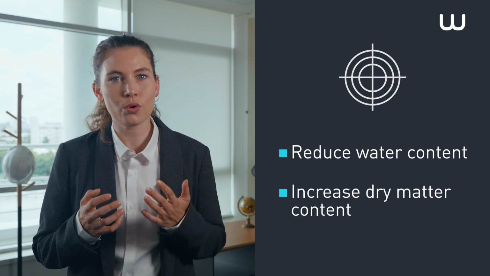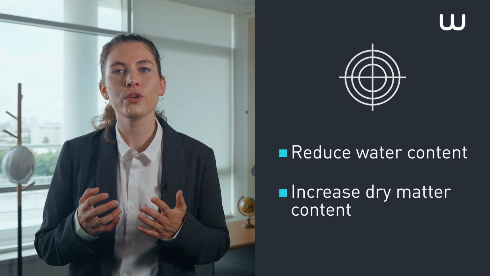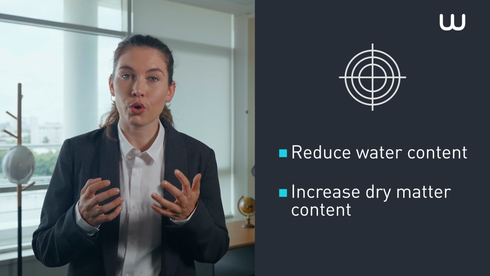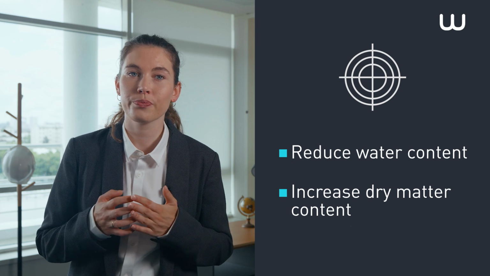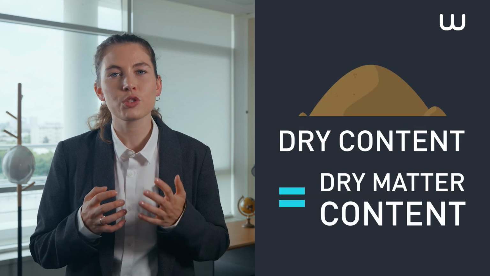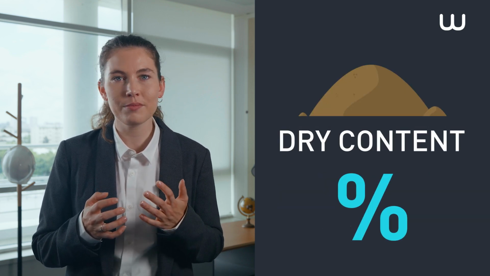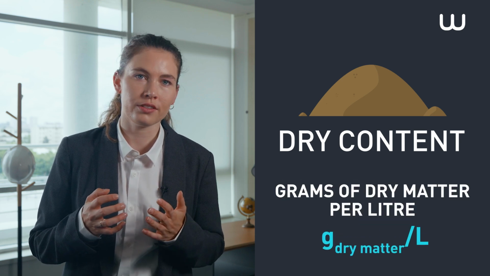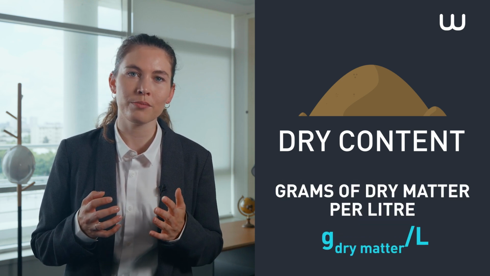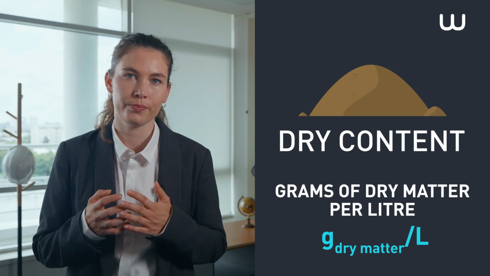We can define an order of magnitude known as dry content, which corresponds to the rate of dry matter contained in sludge. Dry content is expressed in percent and is namely used after the thickening stage. Before this, we generally refer to grams of dry matter per litre.